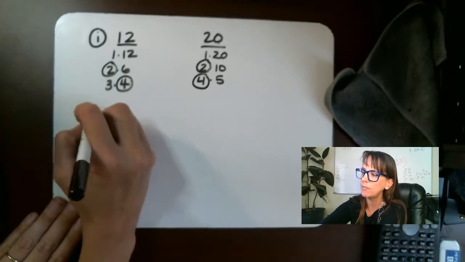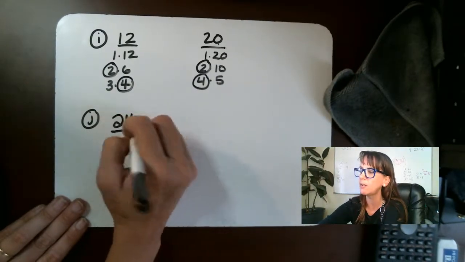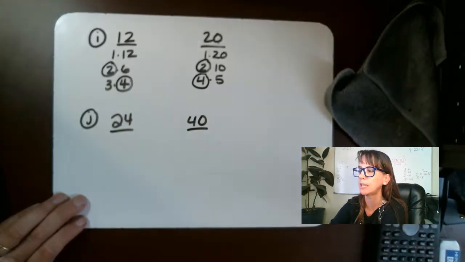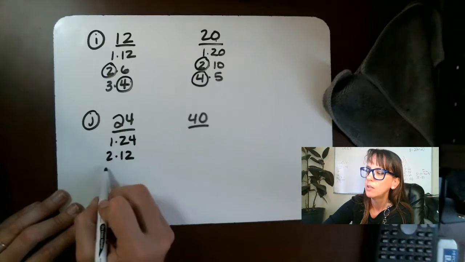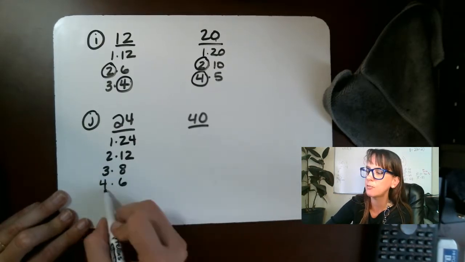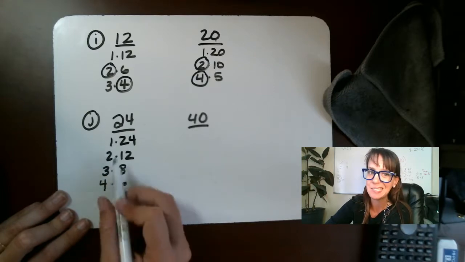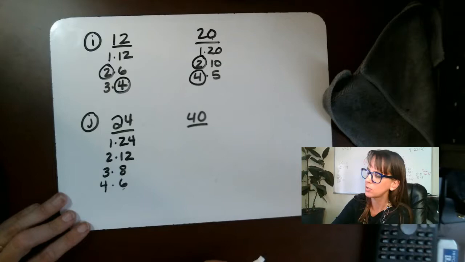For J, we're going to find the greatest common factor between 24 and 40. We start with 1 times 24, 2 times 12, 3 times 8. After 3 comes 4 times 6. After 4 comes 5. 5 does not go into here. And after 5 is 6, and 6 is already on the board, so we're good.